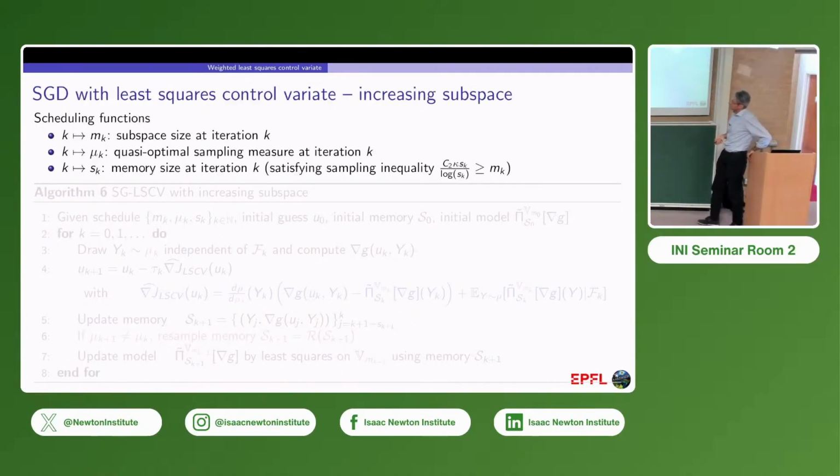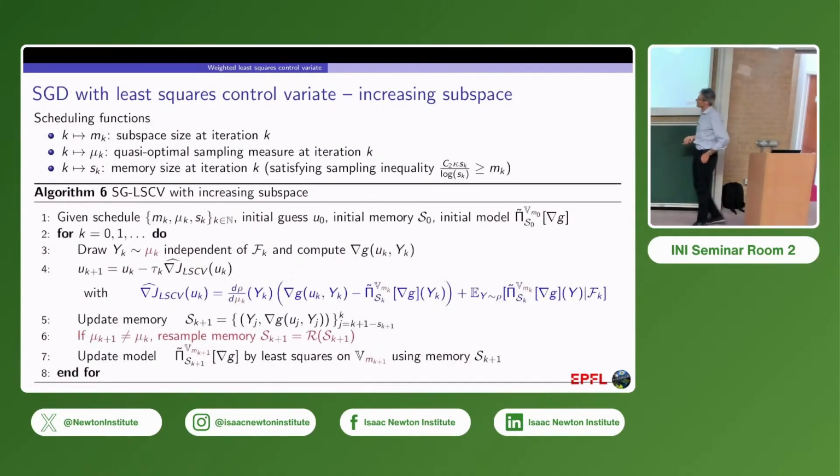So the more interesting case is when you try to increase the model over the iterations. And then the question is what I was saying before: what is the optimal scheduling? How fast should I increase the size of the memory and the size of the model? I don't claim that this result is the best ever. It's the first result that we could obtain. Okay, this is just the algorithm.